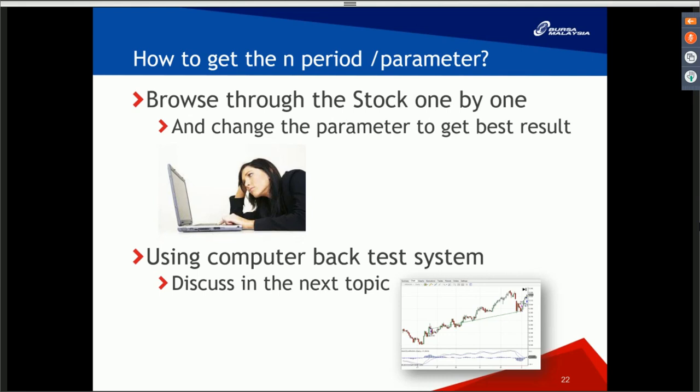But of course, to build a strategy, you need a tool. But first, what parameter to use? Let's say 14 days RSI, default one, you use a 9-3-3 stochastic. So how to choose this parameter or period? So one thing, easiest one is actually you browse the stock one by one. So they apply the indicator, see how this indicator responds, all right? And change the parameter to get the best result. Or using a computer backtest system.